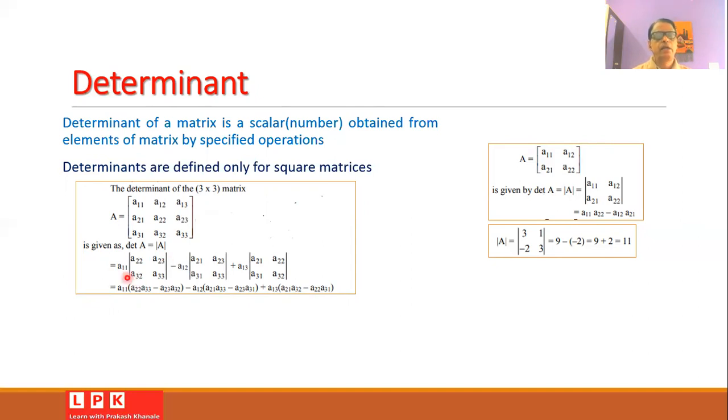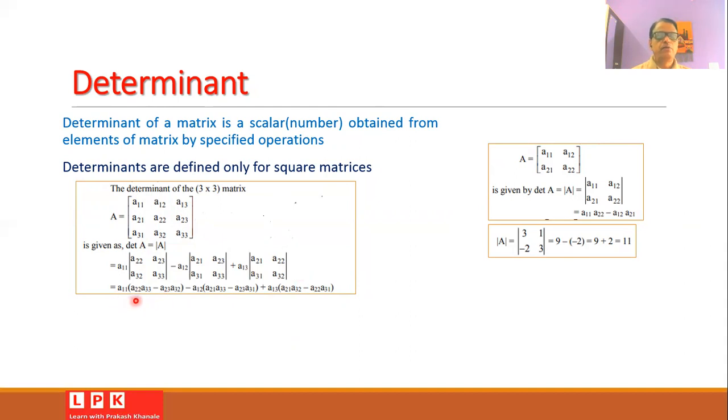This determinant can be given by using this formula: A11 into, you have to exclude this column and this row, so the rest of the elements you put over here, A22, A23, A32, A33, minus, then you take the second element A12, exclude this column and this row, so the rest of the elements A21, A23, A31 and A33 are put over here, plus A13. Then you exclude this column and this row, and the rest of the determinant you put over here, A21, A22, A31, A32.